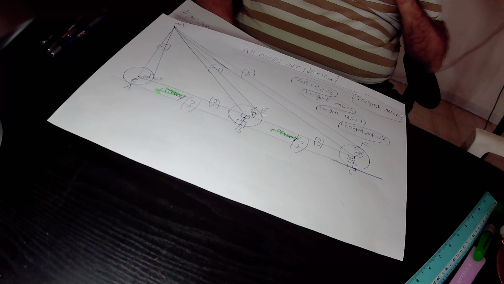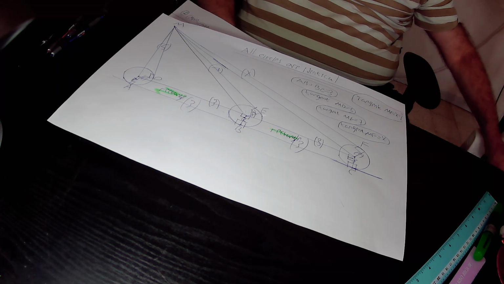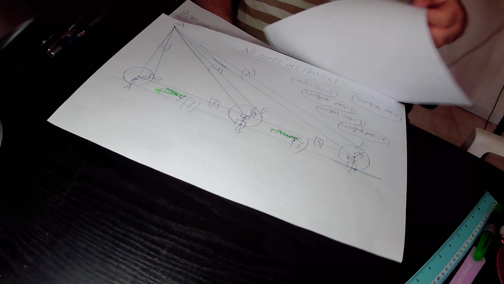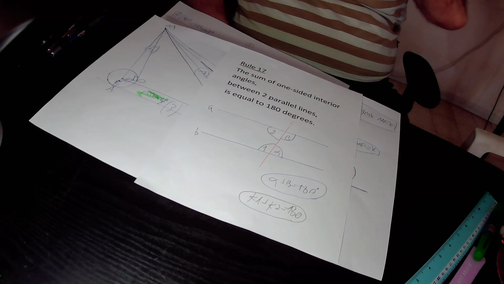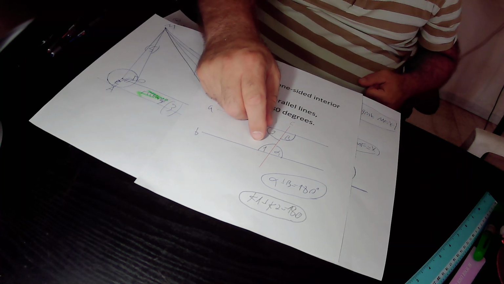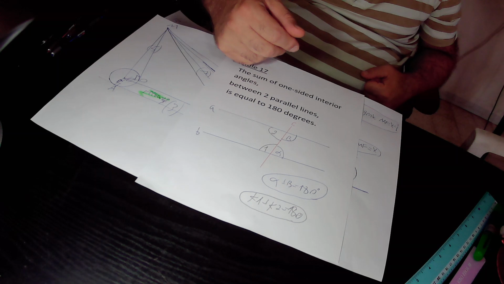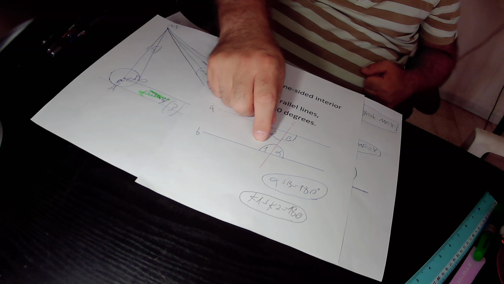And here we can implement rule 17. So I'll repeat quickly rule 17. According to rule 17, the sum of one-sided interior angles between two parallel lines is equal to 180 degrees. Those two angles are defined as one-sided interior angles, and therefore, according to rule 17, the sum of those two angles is equal to 180 degrees. That is to say, angle 2 plus angle 1 equals 180 degrees.